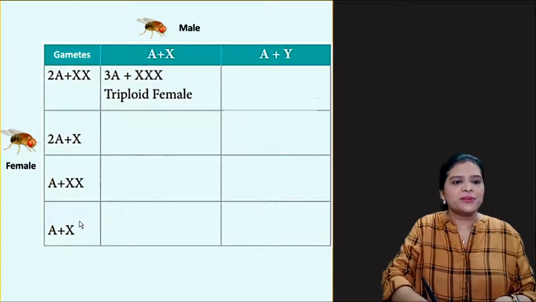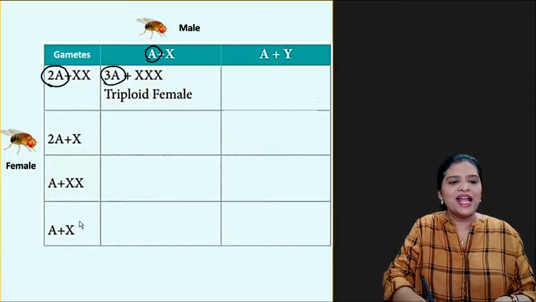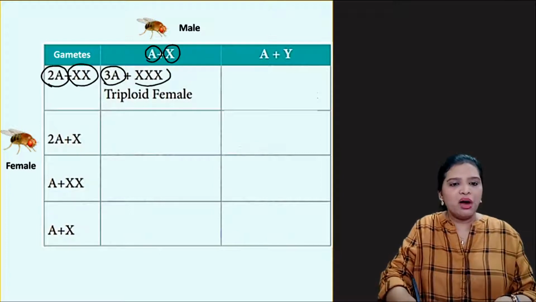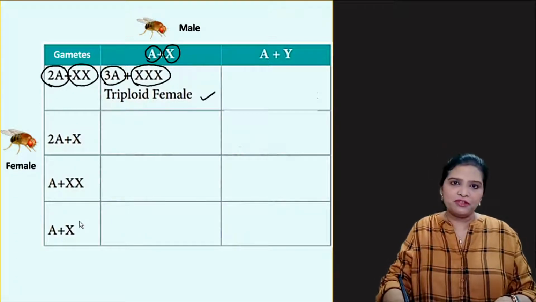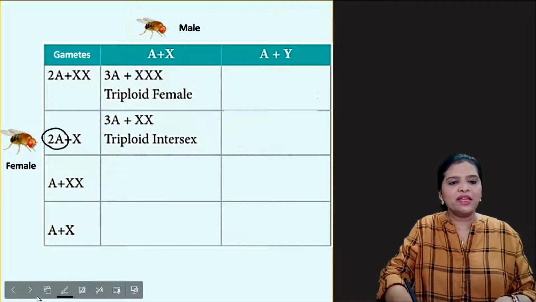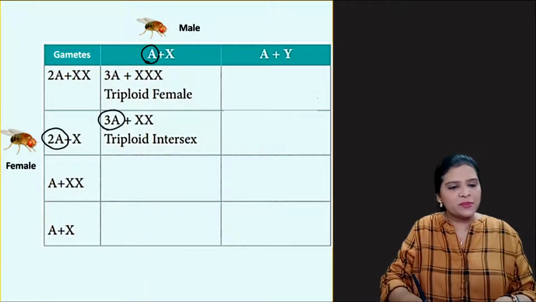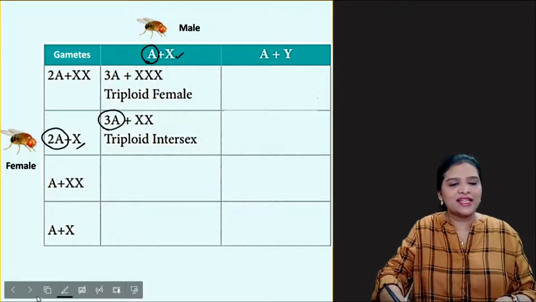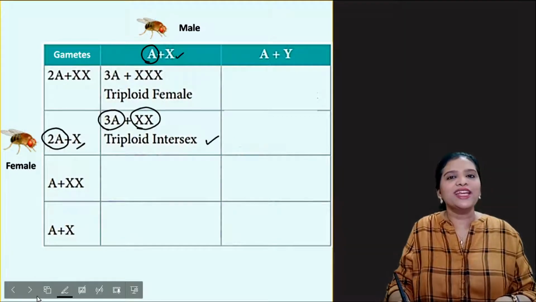In the first combination, if the 2 autosomes of this female gamete combine with the 1 autosome of the male gamete, the offspring will have 3 autosomes. And if the 2 X chromosomes of the female combine with 1 X chromosome of the male, the offspring will have XXX, 3X. This we call a triploid female. Got it? Now, the second combination: if the 2 autosomes of this gamete fuse with the 1 autosome of the male gamete, it will result in a 3 autosome offspring. Similarly, 1 X chromosome fuses with another X, so 2 X chromosomes will be present in the offspring. This we call a triploid intersex.